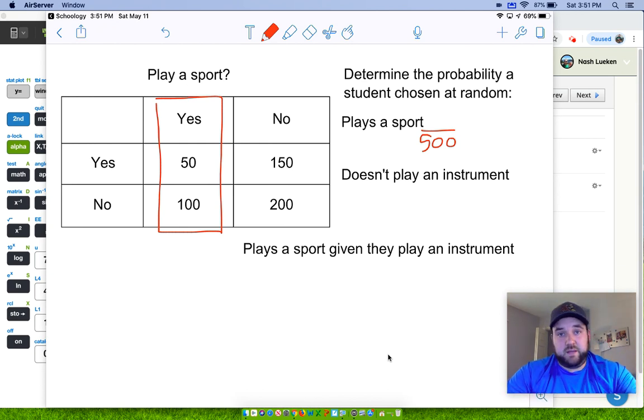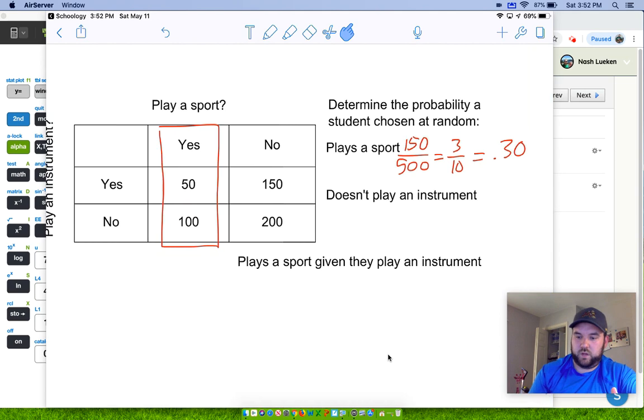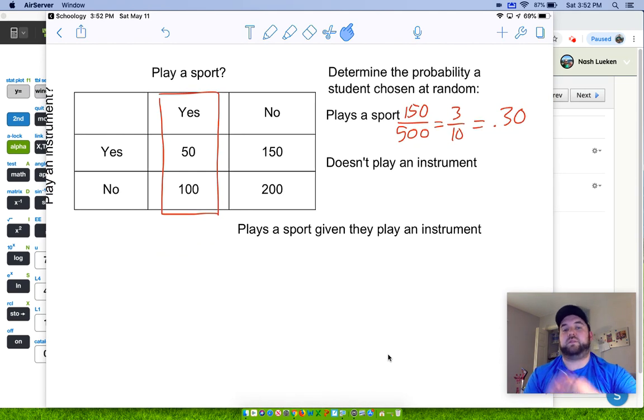This question is not asking about their musical instruments, whether or not they play it. All we're asking for is what's the probability that I pick someone who plays a sport, and that is 150 out of 500. This can then be reduced to 3 out of 10 or 0.30 or 30%. Okay, so that's the probability that someone plays a sport.